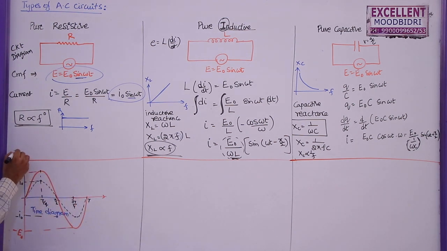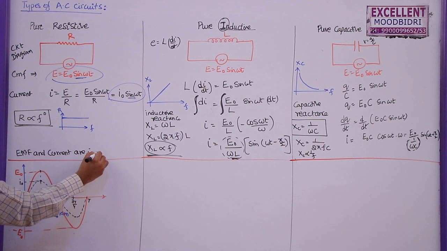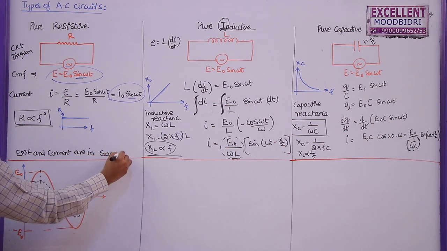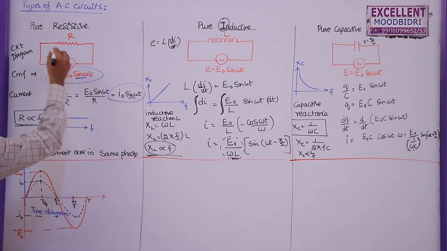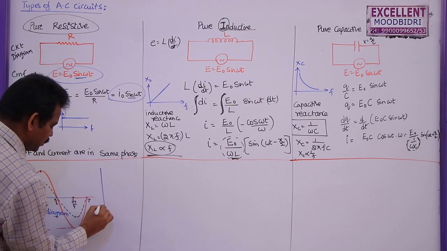So from this we can write that EMF and current are in the same phase in a pure resistive circuit. Similarly, instead of this one, we can represent the same thing with the help of the phasor diagram also.